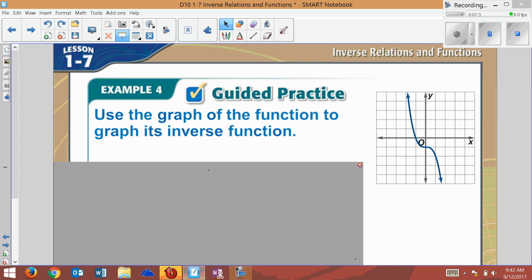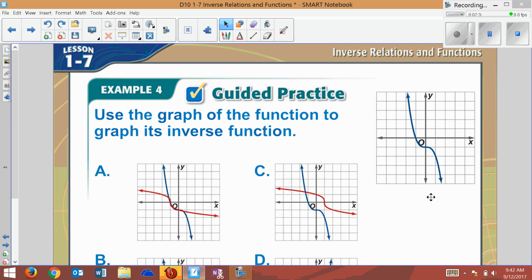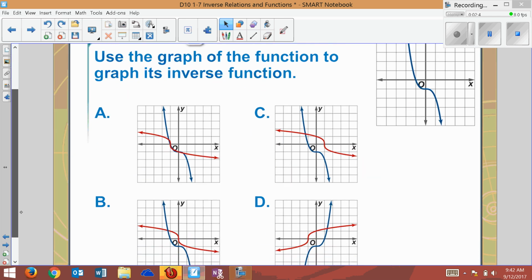Now there's one for you to try. Determine which of these would be the proper inverse. Remember, you can either draw your line to help you out, or you can just click points and swap them and see which one matches.